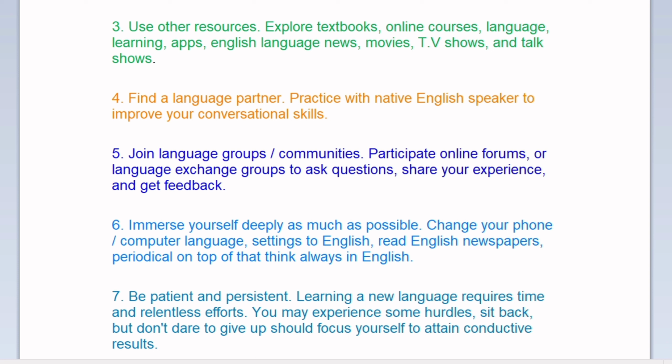Number five, join language groups, communities, participate in online forums or language exchange groups to ask questions, share your experience, and get feedback. Number six, immerse yourself deeply as much as possible. Change your phone, computer language settings to English. Read English newspapers, periodicals. On top of that, think always in English.